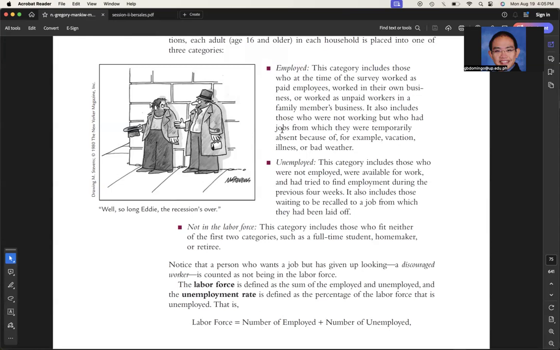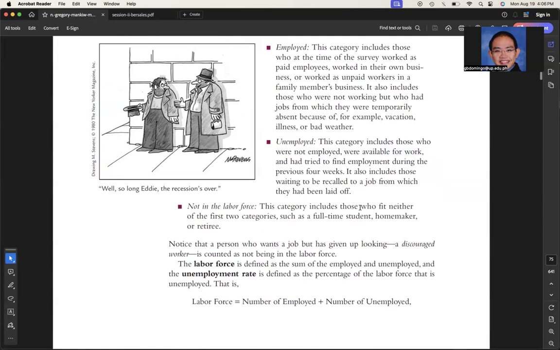Unemployment, this category includes those who were not employed, were available for work, and had tried to find employment during the previous 4 weeks. And that's the key, right? If you are available for work, tried to look for work, but were unsuccessful in finding it. It also includes those waiting to be recalled to a job from which they had been laid off.